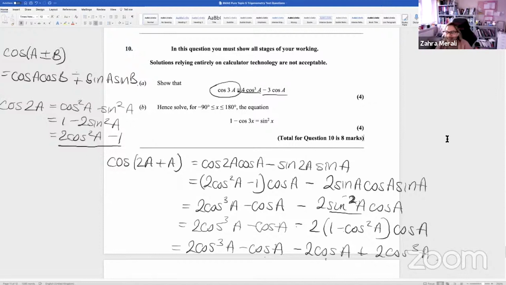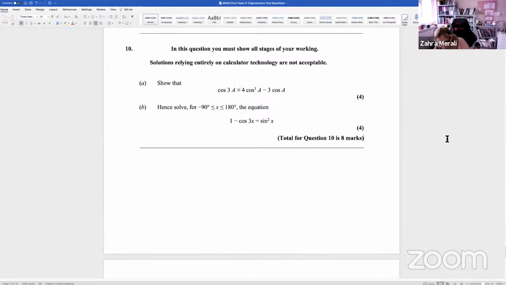And then it says hence solve. Now, whenever it says hence, that's your very unsubtle hint to use the question. So use the bit above. So we're going to replace cos 3x with this. We get 1 minus 4 cos cubed x minus 3 cos x equals sine squared, which immediately I'm going to change into 1 minus cos squared. So I've got everything in terms of coses.